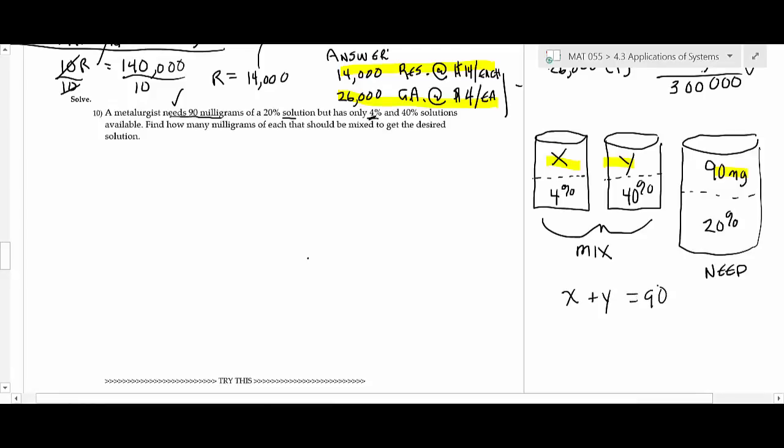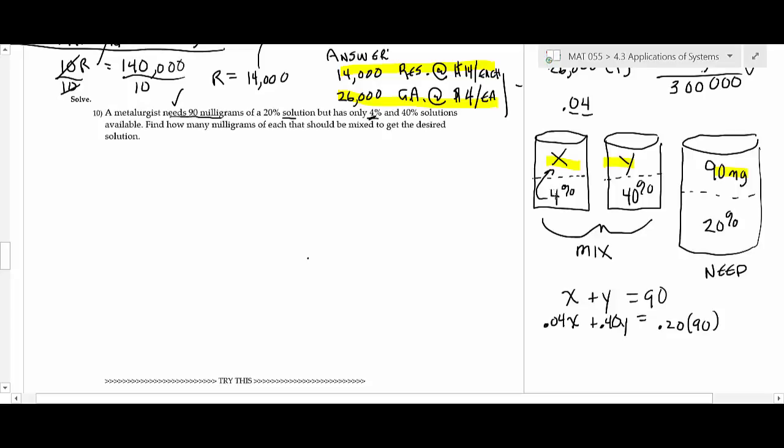Now the second equation is doing percentages like I did. So you're going to do 4% of that number. When you do 4%, you have to move that decimal back two. You've got to make sure you have that right. So you would say 0.04 times X, and that would give you the amount of the active ingredient. Then you do the same thing here. You say 0.40 times Y there, and then you've got to say 0.20 times 90.